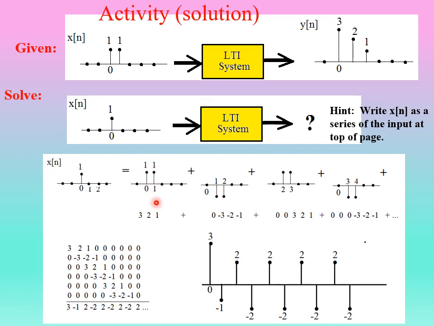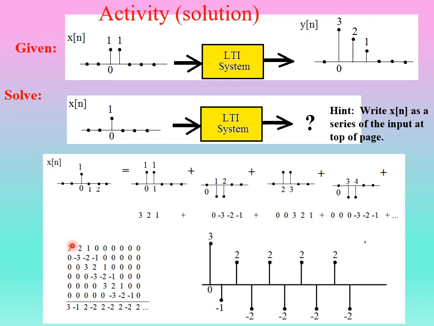So the first term produces a 3, 2, 1. The next term, now it's delayed, so it produces a 0, -3, -2, -1. It's negative because the input is negative. And then the next one is 0, 0, 3, 2, 1. The next one, 0, 0, 0, -3, -2, -1. And again, this keeps on going.